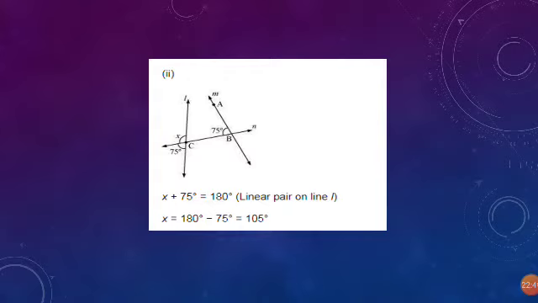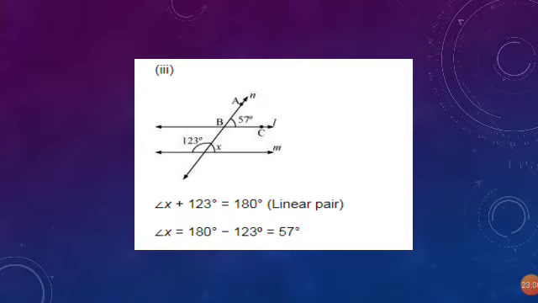Draw a linear pair angle, x plus 75 degree is equal to 180 degree. 180 degree minus 75 degree, we get a value 105 degree. It is a linear pair line. Next one, linear pair angle, x plus 123 degree equal to 180 degree. Linear pair value 180 degree. Angle x equal to 180 degree minus 123 degree equal to 57 degree.